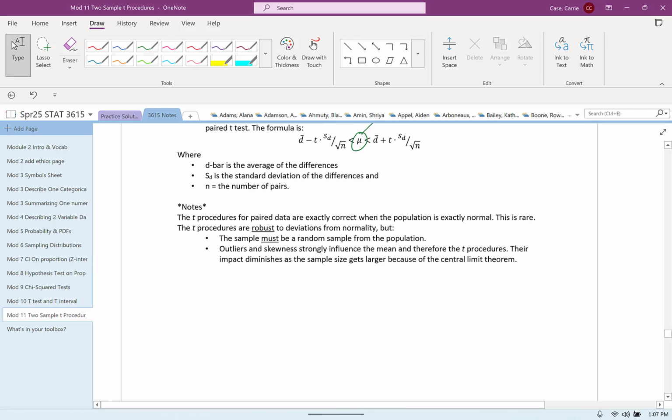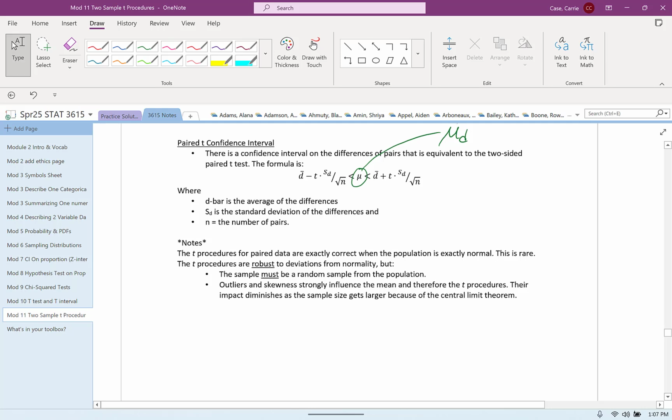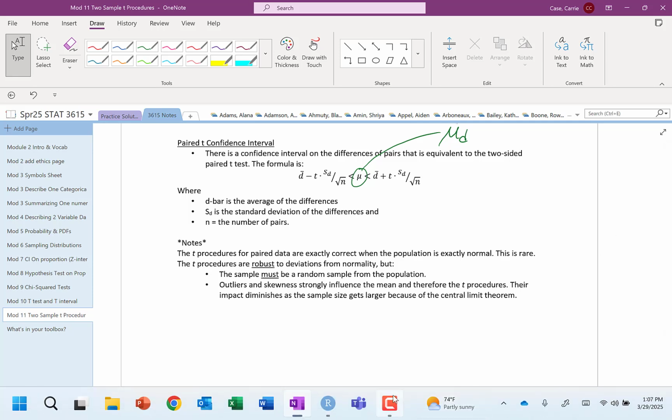The T procedures for paired data are exactly correct when the population is exactly normal, which is rare. The T procedures, though, are robust to deviations from normality, but the sample must be a random sample from the population, and outliers and skewness strongly influence the mean, and therefore the T procedures. Their impact diminishes as sample size gets bigger, though, because of the central limit theorem. The confidence interval here has the exact same conditions as the hypothesis test, so you should be able to do both of these now. All right, that's it.